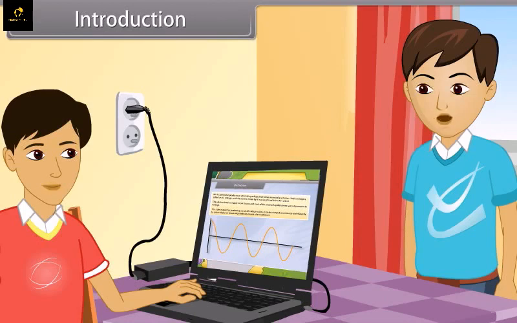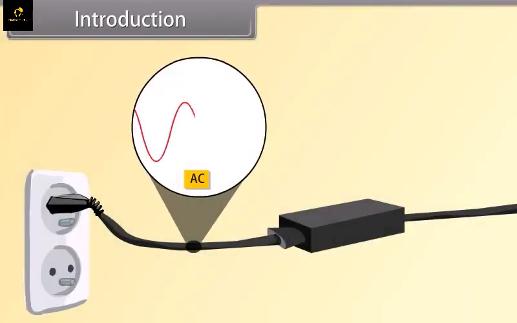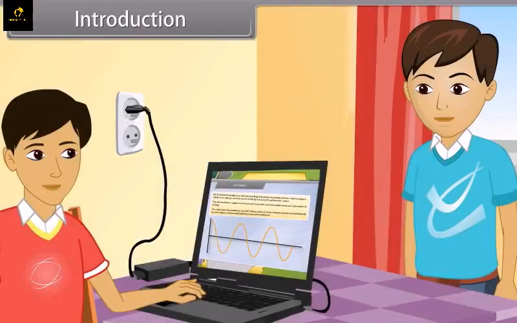Okay, let me tell you that laptops and many appliances also work on the DC voltage. When the charger is plugged into AC supply, then the charger converts the AC voltage into DC voltage so that the appliances can work smoothly. Okay, I got it. It's interesting. Tell me more about it.